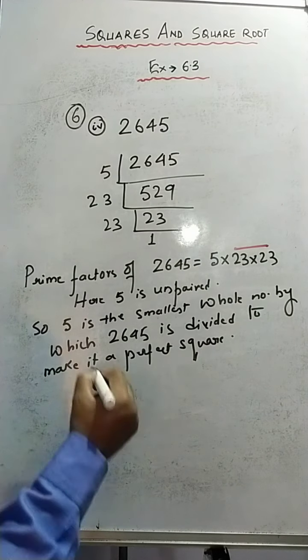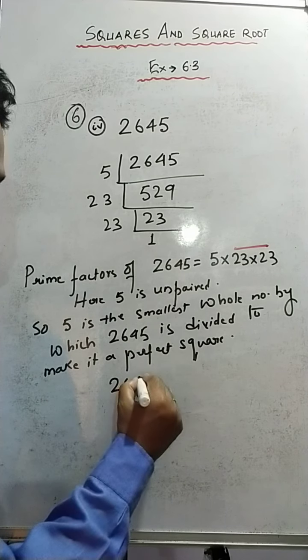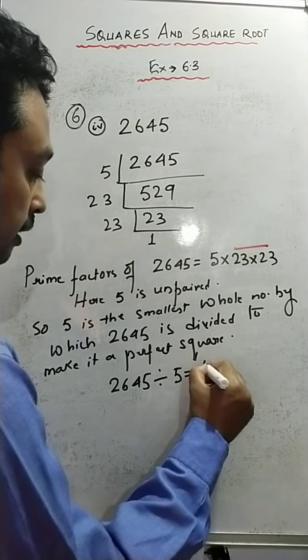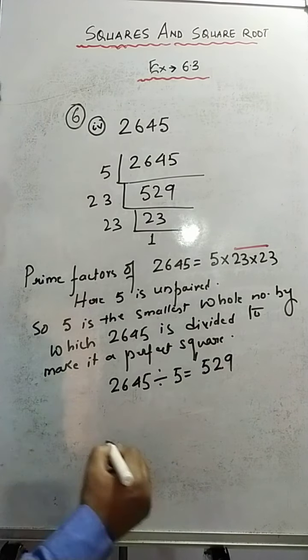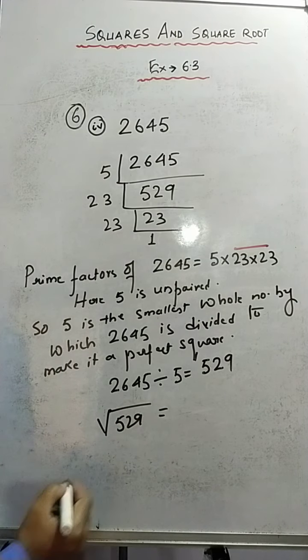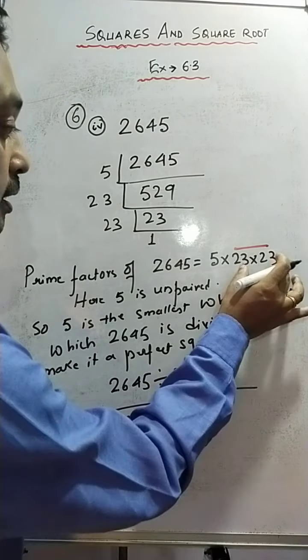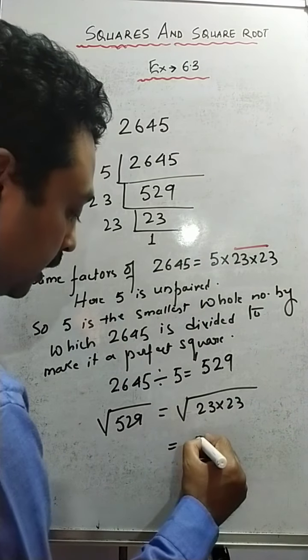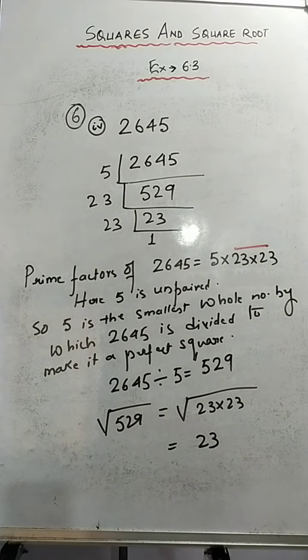Now we'll divide this number. 2645 divided by 5. So we'll get 529. And what is the square root of 529? Square root of 529 is what? We'll write these two factors, that is 23 into 23, and we'll get answer as 23. So this is a required answer, students, and the rest two sums 5 and 6, try it on yourself.